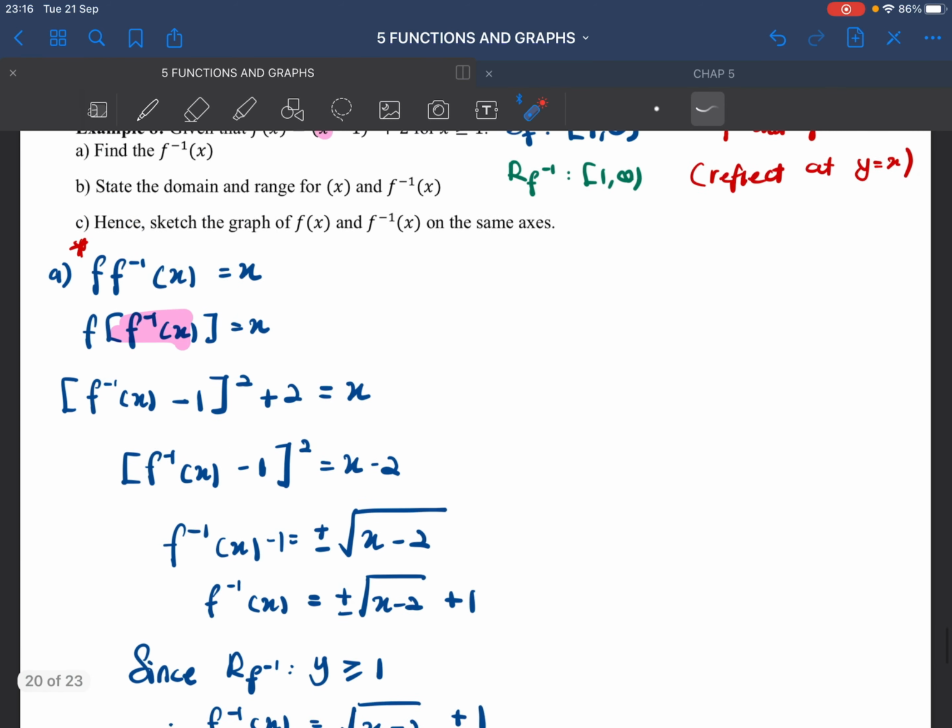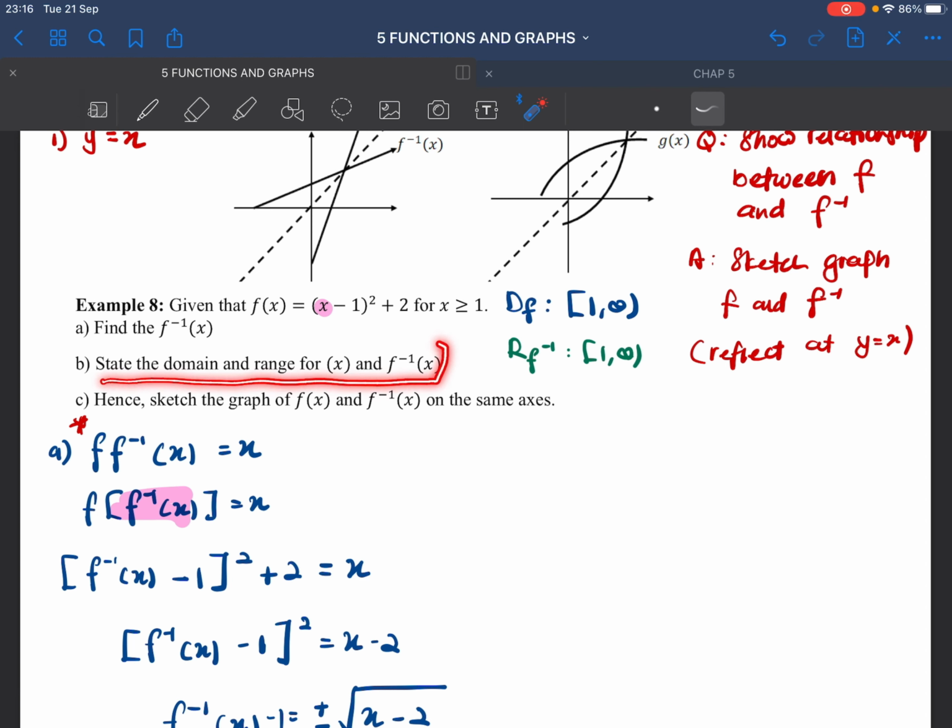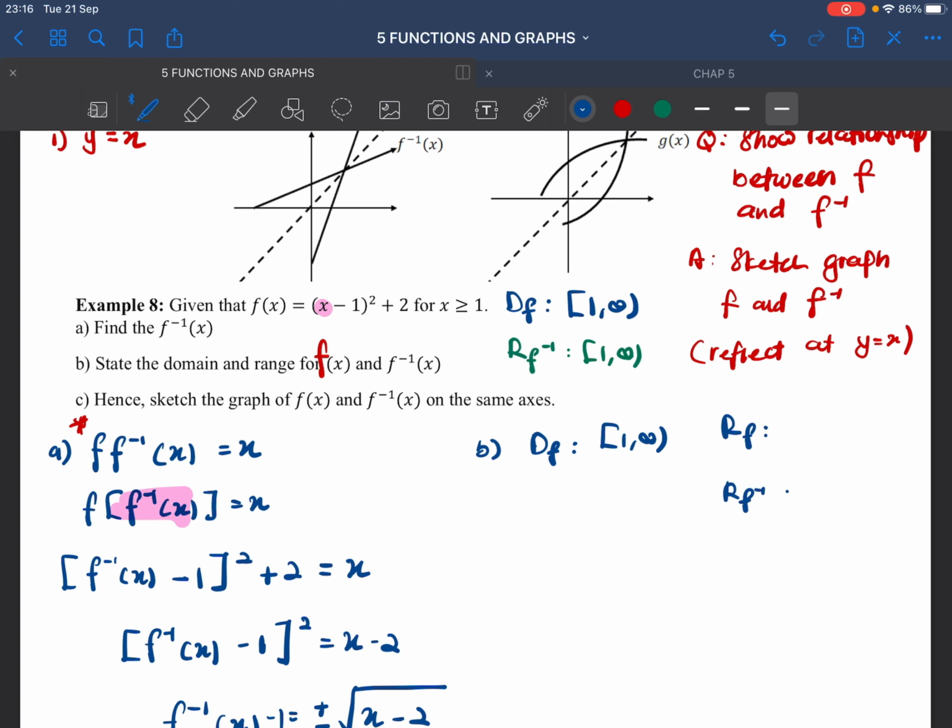Okay, so next the question said state the domain and range of f and f inverse. Tinggal f kat sini. So domain of f kita dah ada. Domain of f is 1 to infinity, which is kita ada juga range of f inverse 1 to infinity. Okay, yang kita tak ada ialah range of f dan juga domain of f inverse, which is both of these sama kan. So sekarang penting untuk kamu tahu macam mana nak cari, guna algebraic method lah. Nak lukis graf pun boleh, tak ada masalah.